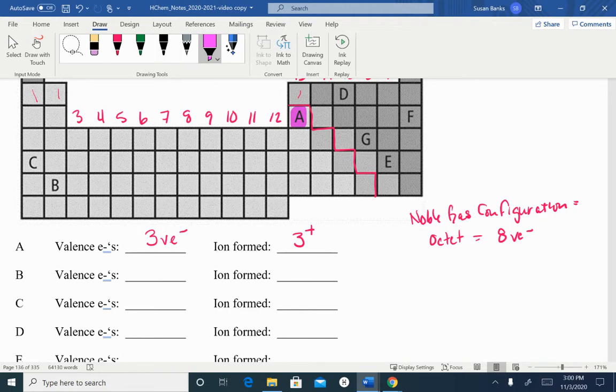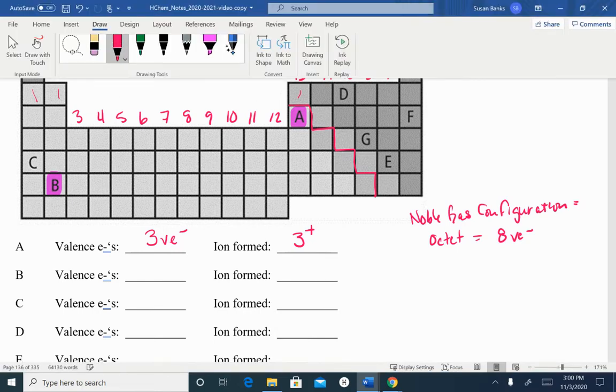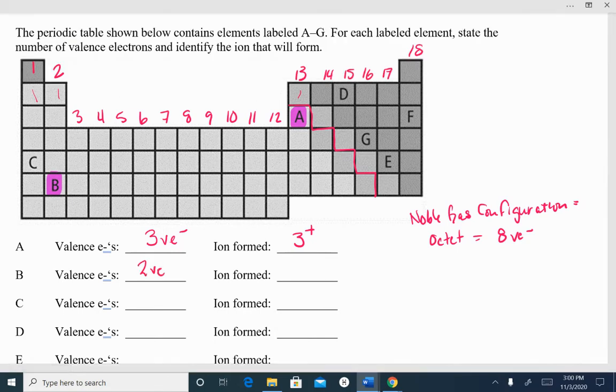All right, you guys ready to check? So B is in group 2. So what can we say about group 2? Group 2 has 2 valence electrons, and what did we say about group 2? Group 2 always creates a +2 charge. C is in group 1. It has 1 valence electron, so it's going to form a +1 ion.